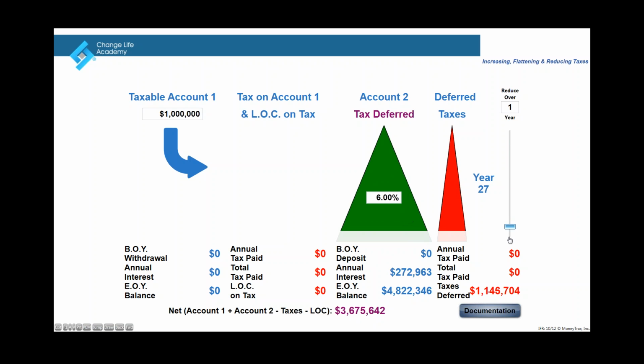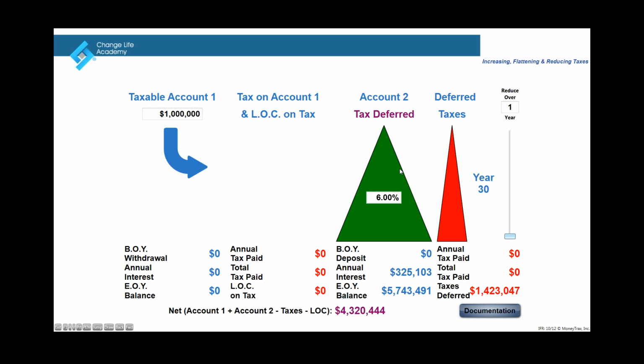So if we look at it over a 30-year period of time, now we're up to $4.3 million as our net balance, if we look at the accounts minus the taxes and opportunity costs. So as you can see, we're getting a lot more of a net gain here by, with one swoop, moving that over into a tax-deferred account.